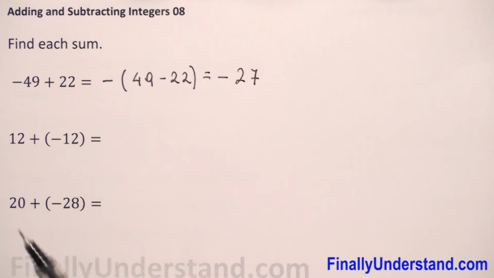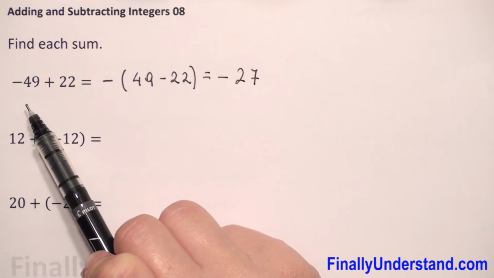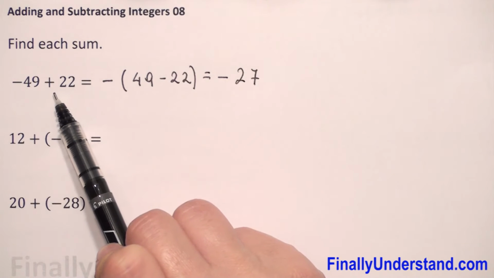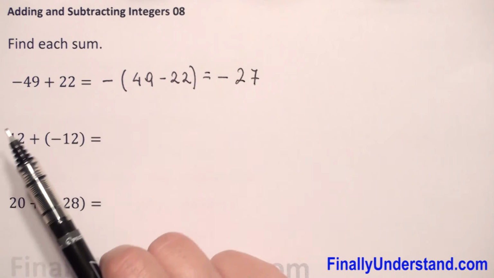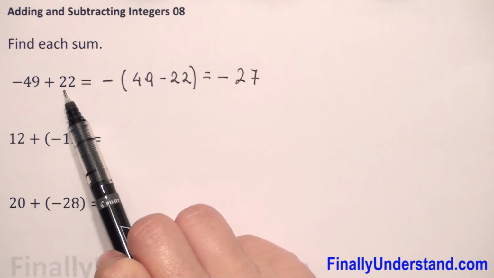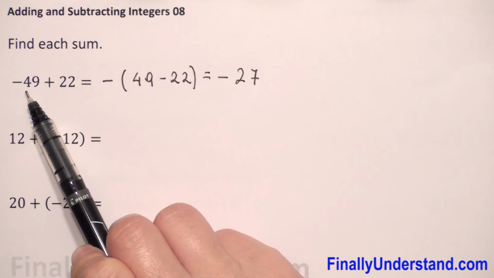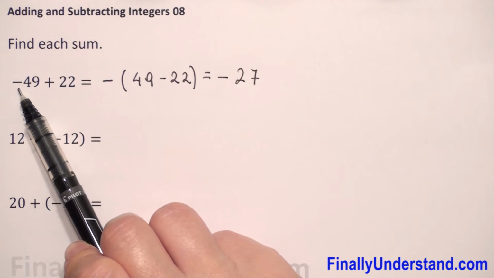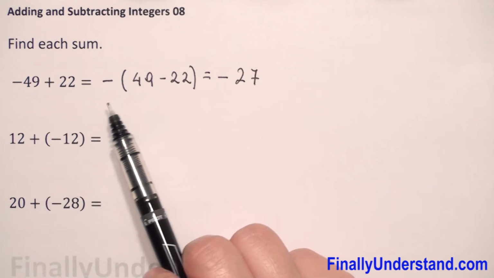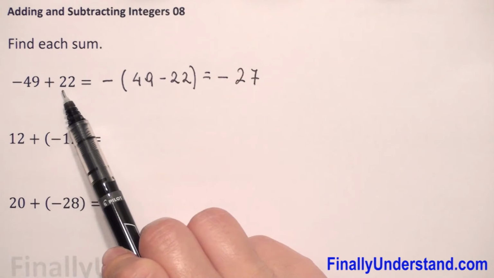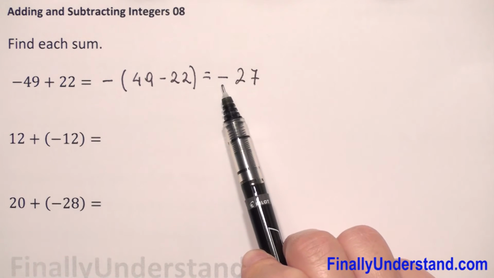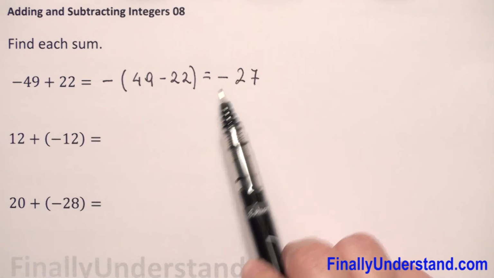One more time. When we have to add integers with different signs, we have a negative and a positive number. We first check which integer is greater. 49 is greater than 22. The sign before the greater number is negative, so we copy the negative sign and we subtract the numbers from the greater the smaller. 49 minus 22 is 27, and we have a negative sign before 27.